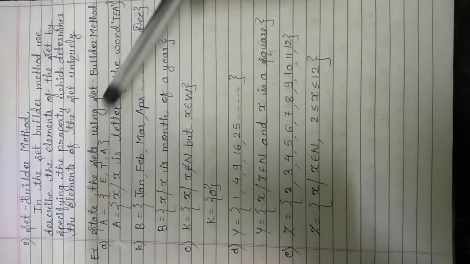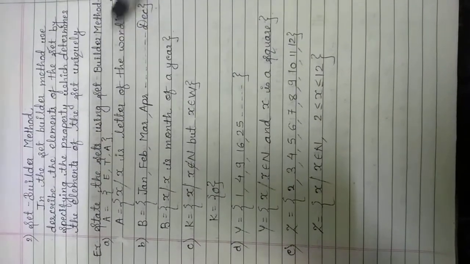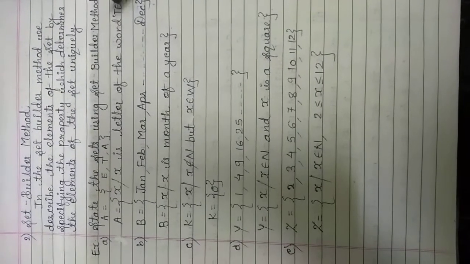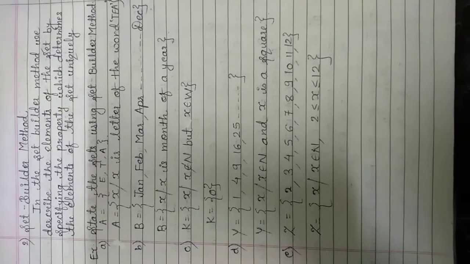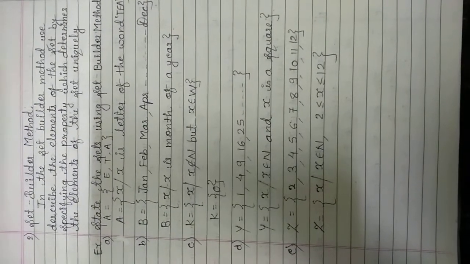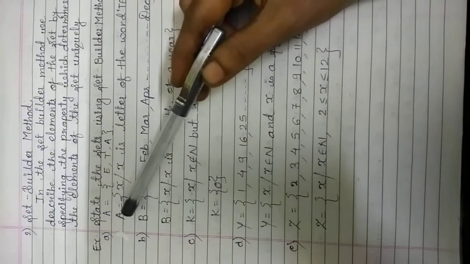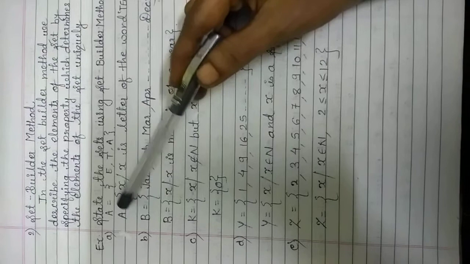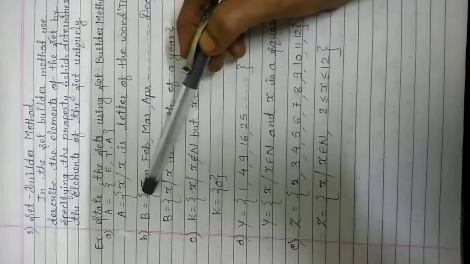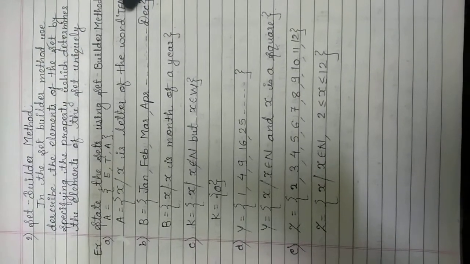We will try to write the word by using this letter. Here we can write T, T-E-A, or any such word, because in all these words the same letters are used. Once again I am repeating how to read this. Set A is equal to set of all x such that x is a letter of the word T-E-A.